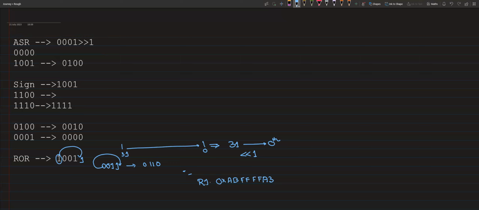So now if I say MOV R4, R2, R1, rotate right. Okay, rotate right, maybe just once, #1. So can you tell me what will be the result in R4, the final result in R4?